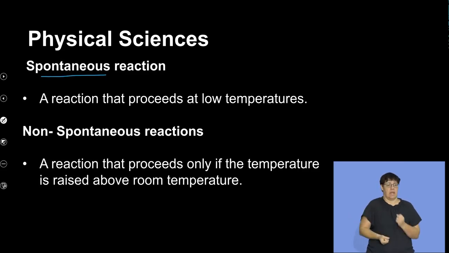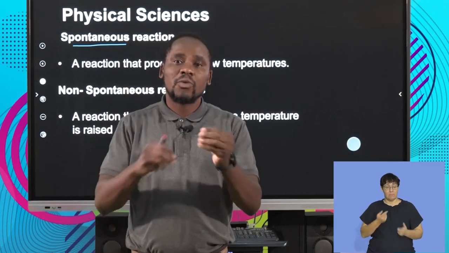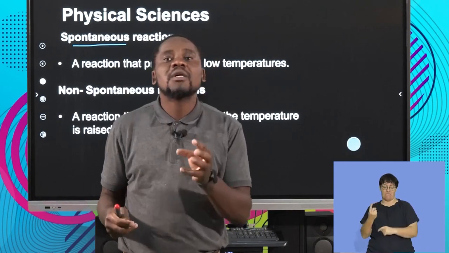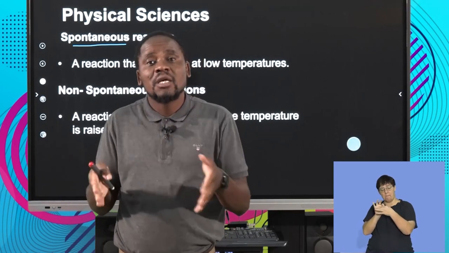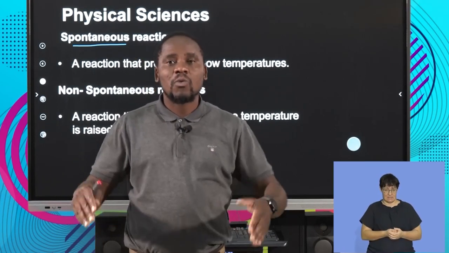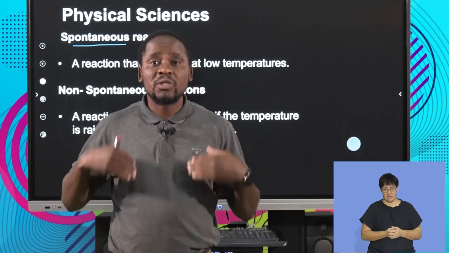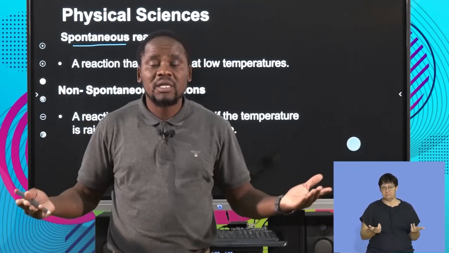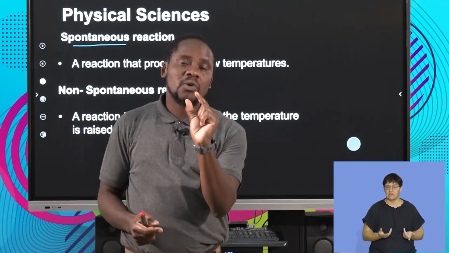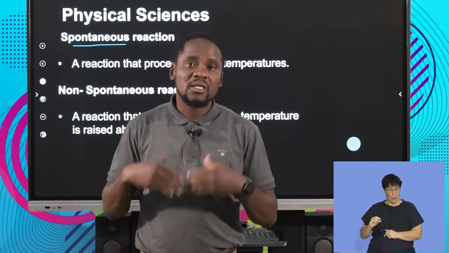What do we mean when we say a reaction is spontaneous? This is the type of reaction that requires very little energy for it to take place. But by now we know that for a reaction to take place, we need to break bonds. So if a particular reaction requires very little energy, which means that it can take place at a very low temperature, we would say that reaction is spontaneous. So this reaction will occur at room temperature. If the amount of energy that it requires is very low, then that reaction is spontaneous.